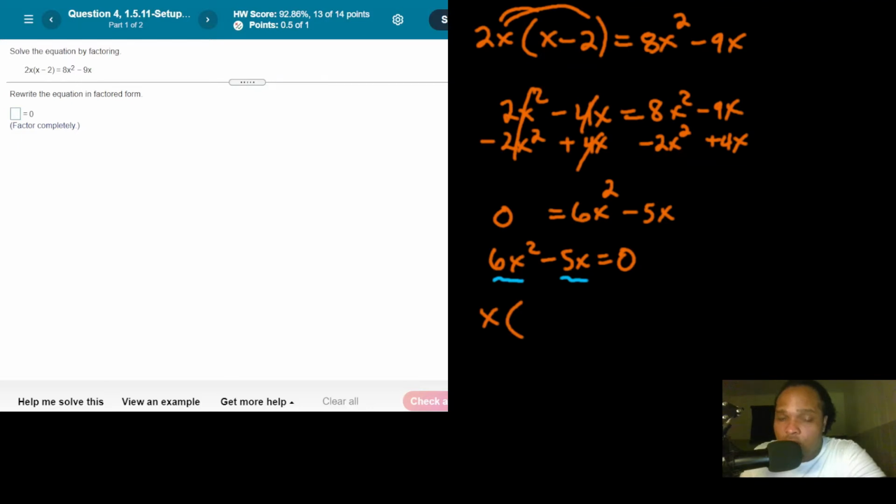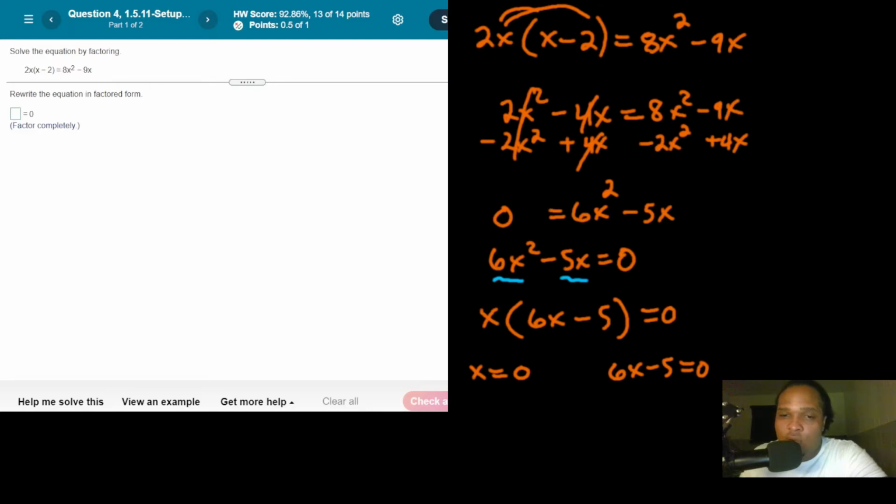Take out an x, you're going to be left with 6x, and then minus 5. Everything is still equal to 0. We're almost done. Everything is nice and factored up. So set both of the factors equal to 0 separately. We have x is equal to 0, and then we have 6x minus 5 is equal to 0.